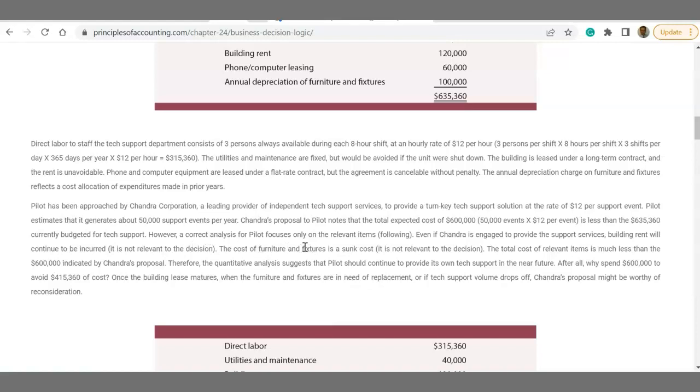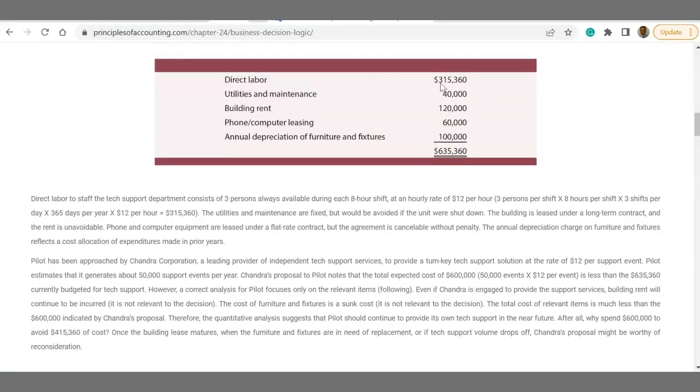The cost of furniture and fixtures is a sunk cost. Happened before. It is not relevant to the decisions, and you need to take that furniture also out of your calculation of the cost. So the total cost of relevant items is much less than the $600,000 indicated by Chandra's proposal. So therefore, the quantitative analysis suggests that Pilot should continue to provide its own tech support in the near future. After all, why spend $600,000 to avoid $450,000 of cost?